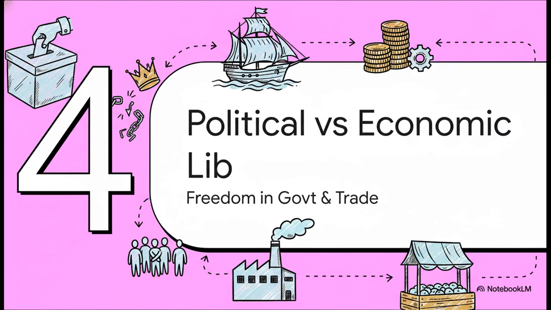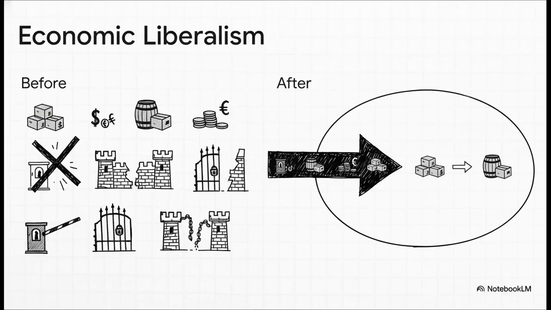Okay, so we have seen what political liberalism meant. But for the new businessmen and traders of the middle class, freedom was also needed in another area, in the economy. This brings us to our fourth section, where we'll look at economic liberalism. So what did economic liberalism mean? It was very simple. It stood for freedom of markets.